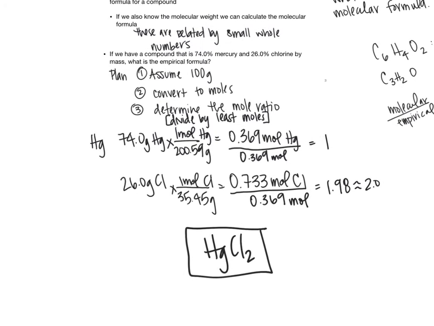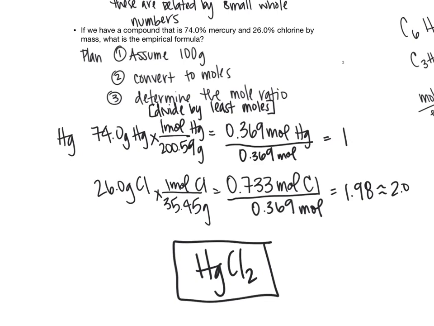So what we've done here is we've taken the percent by mass and converted it to 100 grams, and then we converted to moles. From here, we looked at the mole ratio. Now, it can get kind of tricky because we can also start to think about what this means and how we calculate that.